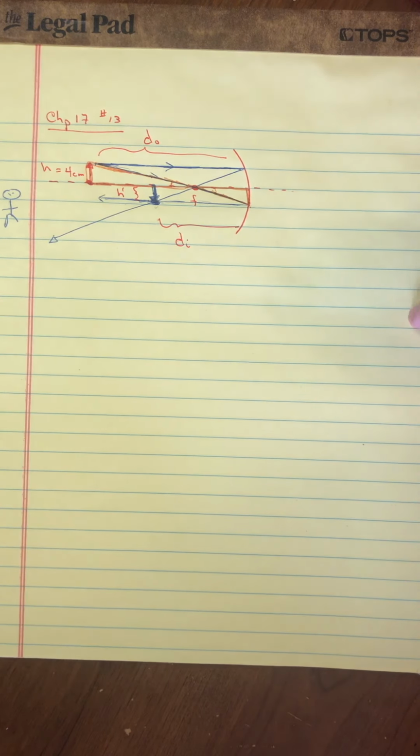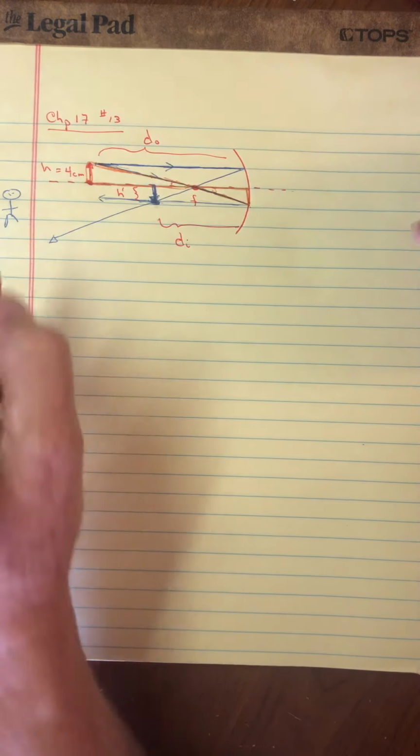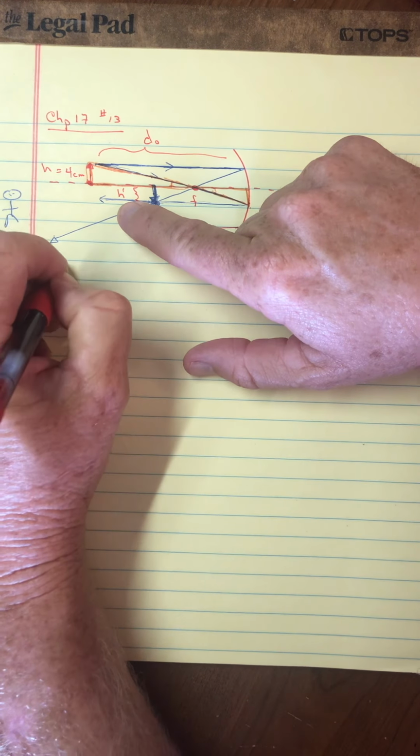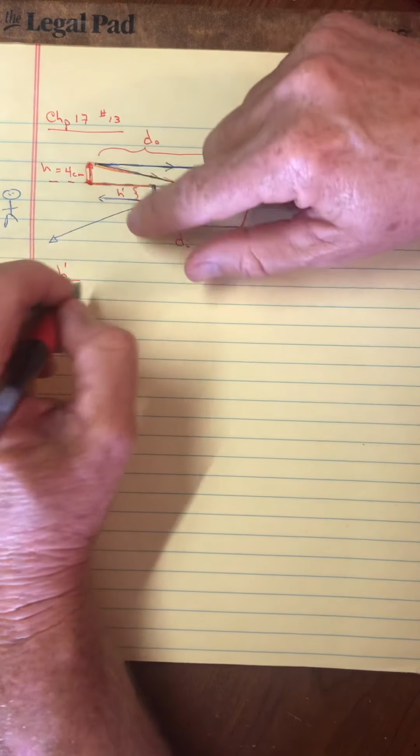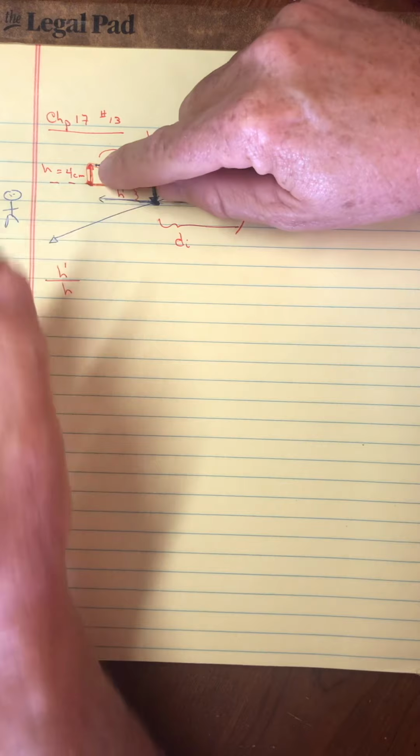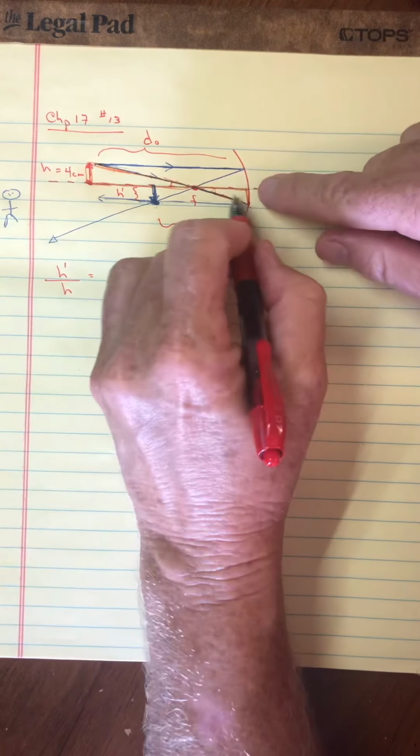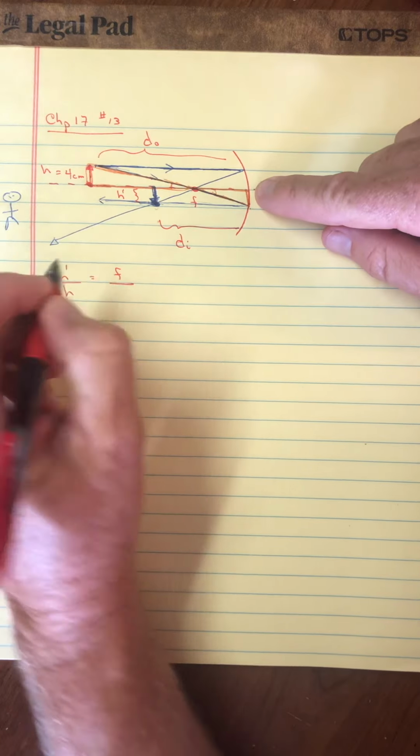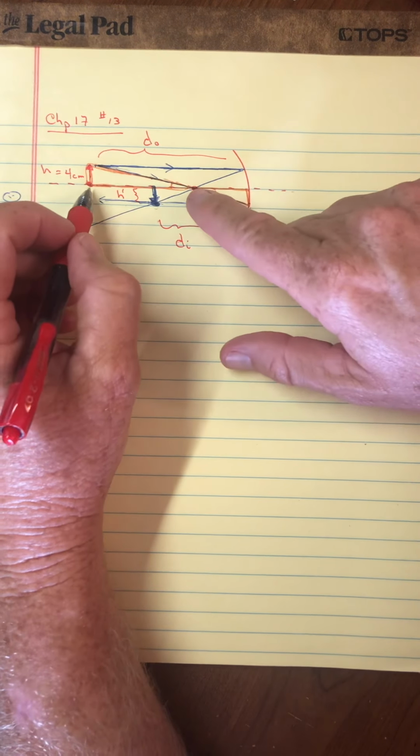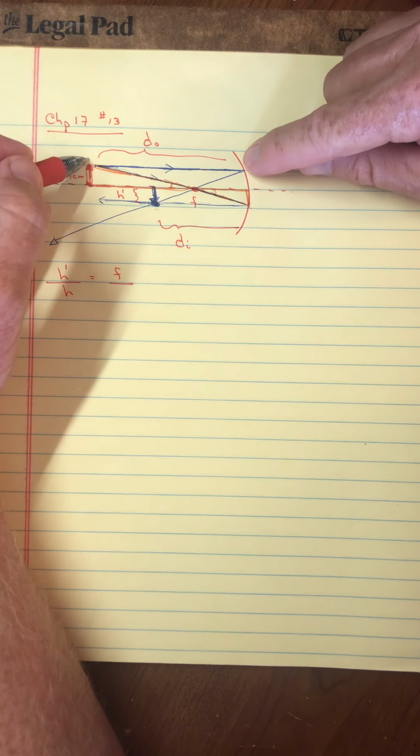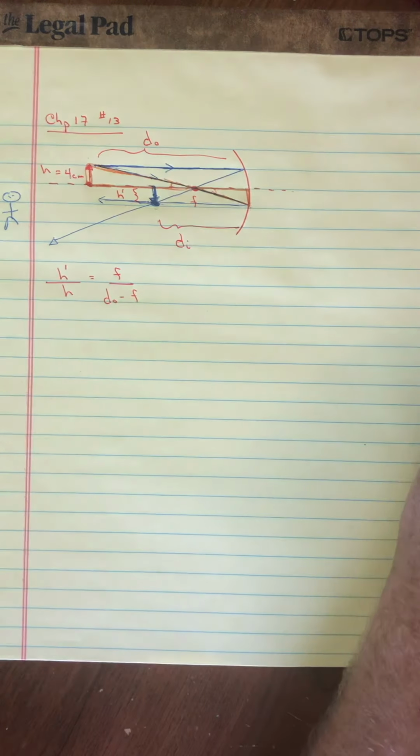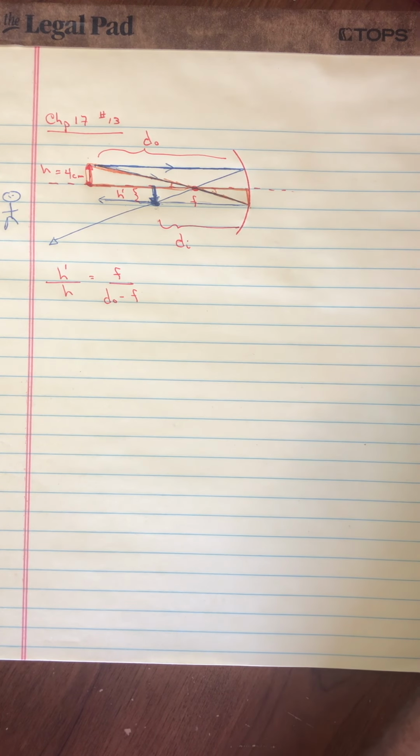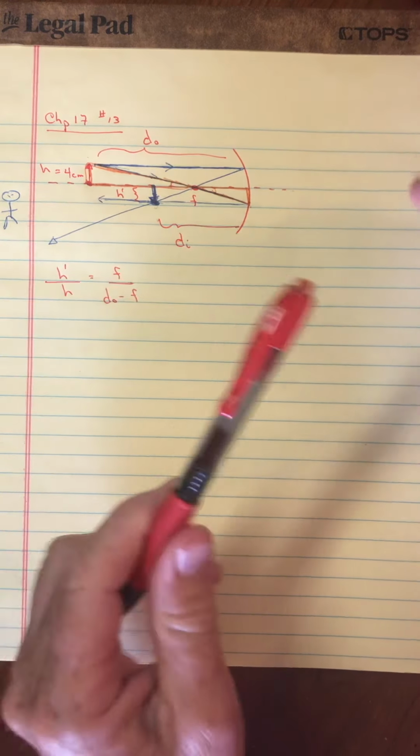And so if you wrote out a mathematical pattern for this, we could say that the height of the image, so that would be this leg of the triangle, is to the height of the object, that's that one, as this distance, and so this would be the focal length, is to this distance, which would be the whole object distance minus the focal length. And so that would be one set of our triangles, if you will.